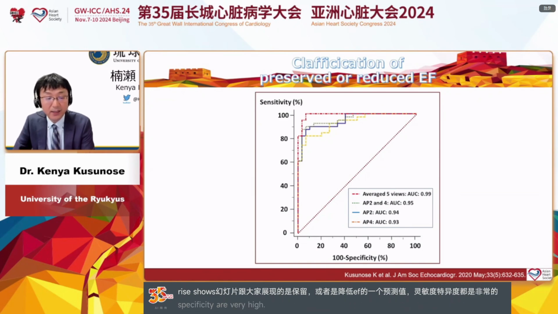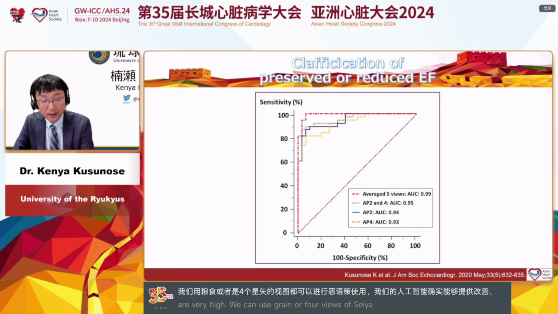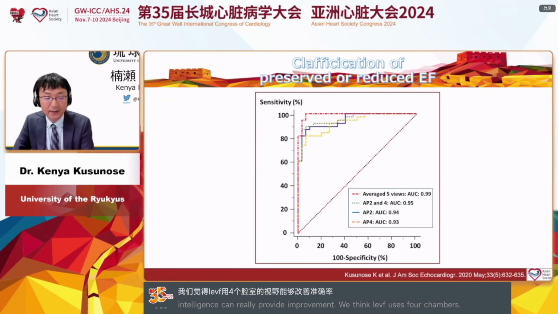Generally, LVEF can be calculated using only two-chamber and four-chamber views. But in daily clinical practice, the observer should check the other echocardiographic views. Therefore, it is expected that the accuracy of LVEF can be improved by additional views. In our results, the model based on 5 views had the highest accuracy.